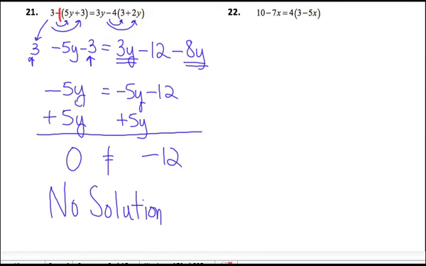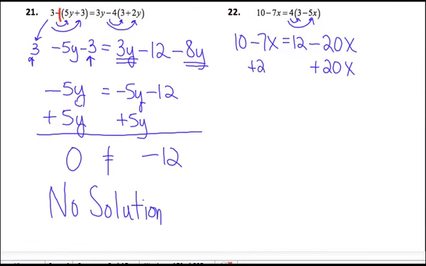So I've got to distribute the 4 times the 3 and get 12, and 4 times the minus 5x is a minus 20x. On the left side, 10 minus 7x. So I'm trying to isolate the variable. I choose to either add 7x to both sides or add 20x to both sides. I think I'm going to add 20x to both sides. I just like to keep my coefficient in front of x positive, so that's why I did that.